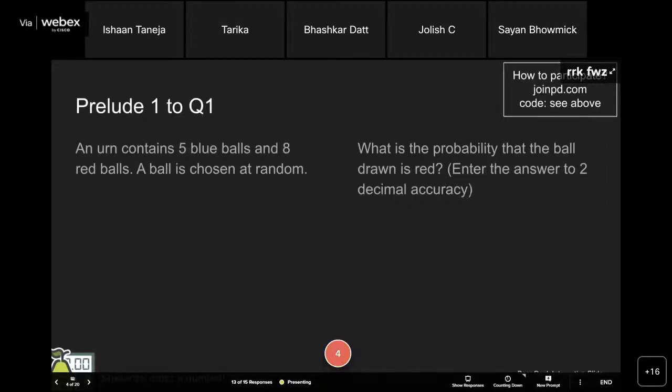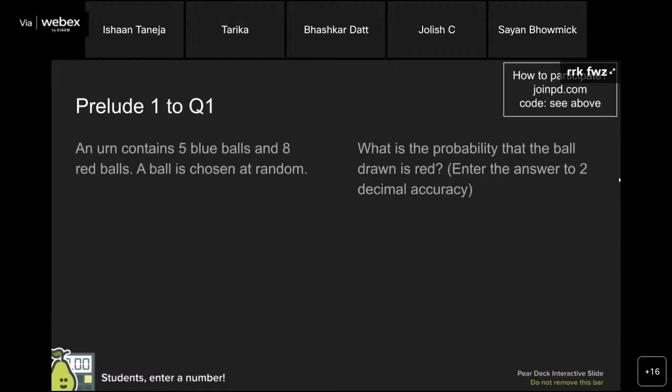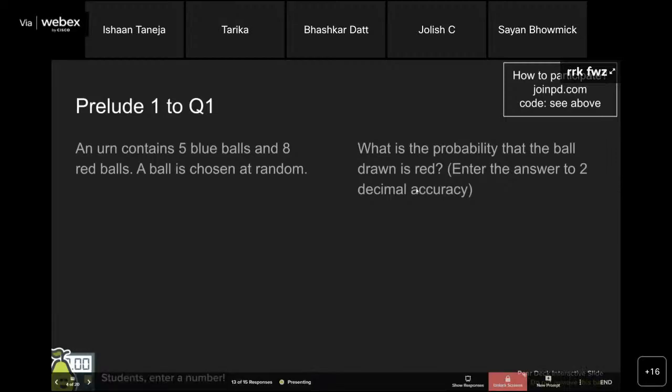Okay, so have you all solved it, or do you need more time for this? Done, right? Okay. So moving to the solution part. How did you approach this one?